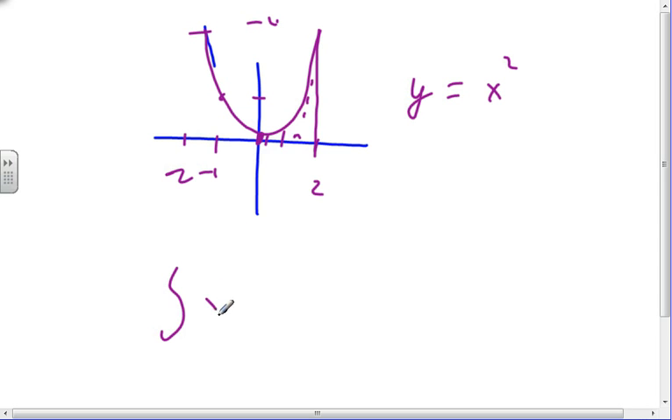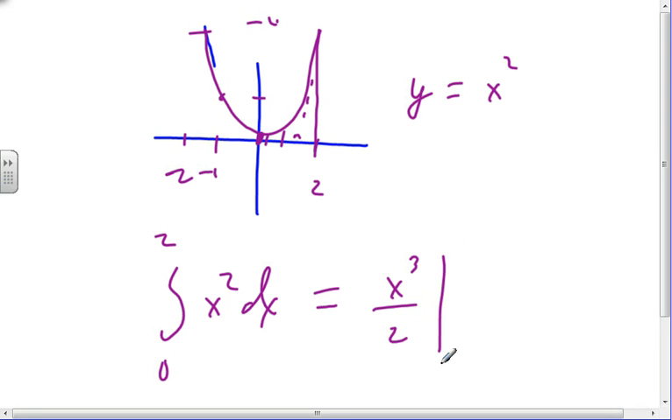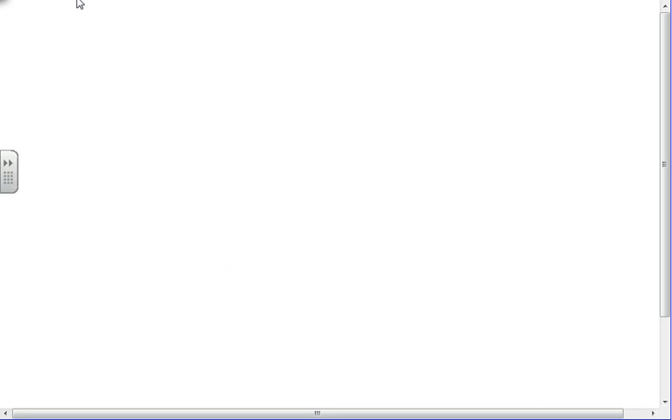So the integral of x squared dx evaluated from 0 to 2 is going to be x cubed over 3 evaluated at 0 and 2, 8 over 3 minus 0 over 3, which is going to be 8 thirds. So now I can get the area under weird curves, because I can just take the integrals. All right, so now we're going to look at them.